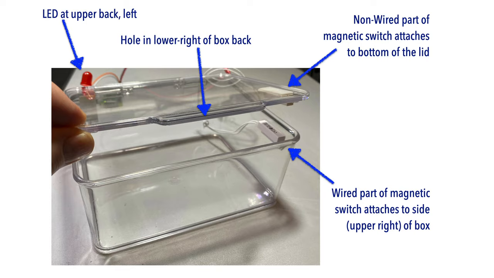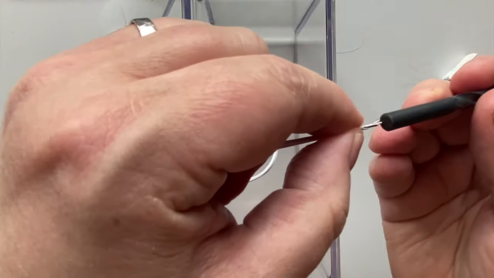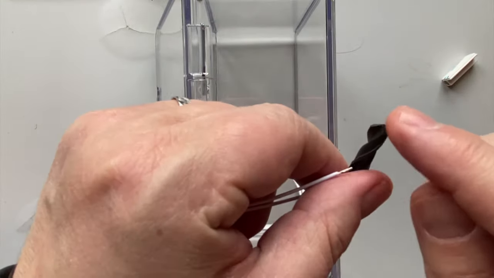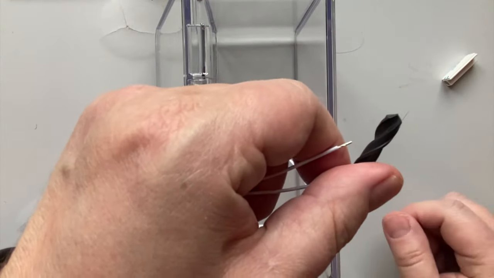Depending on the box that you're using, you might be able to cut a small hole using just a hobby knife, but I've got a cordless drill, so I'm going to drill this hole. Try to choose a bit that comes to a nice point. Quarter inch should be plenty big to pass the two wires through.